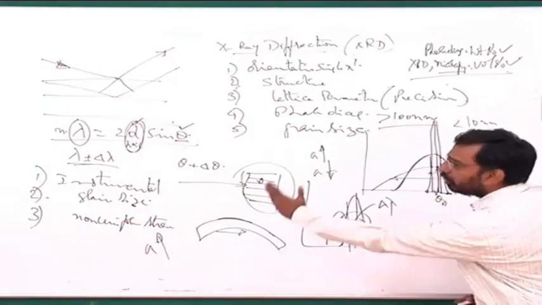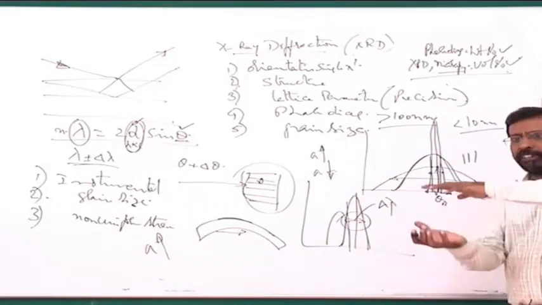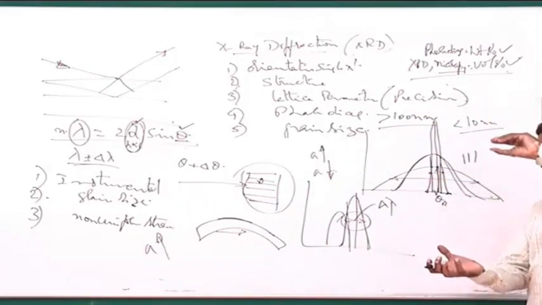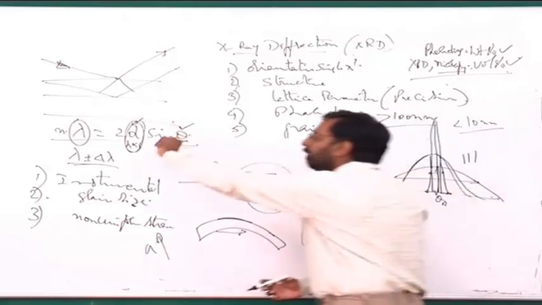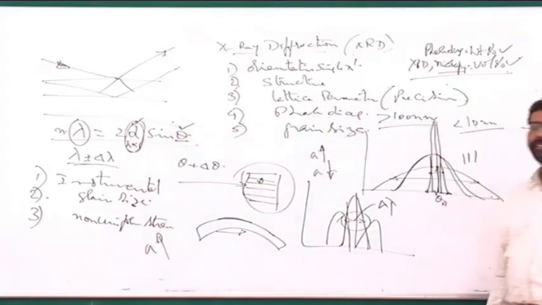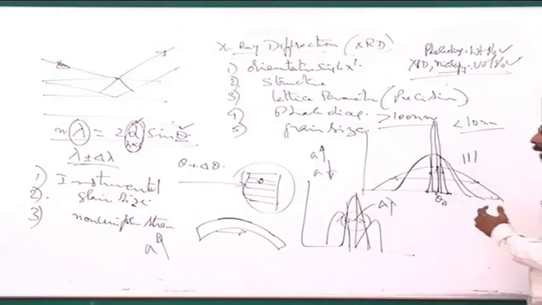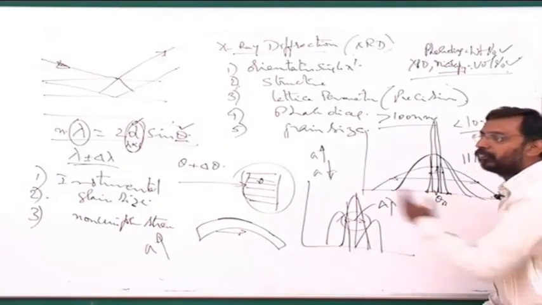The peak simply shifts to a lower angle. If there is a compression where the lattice parameter has decreased, then the d decreases, then the theta increases. So you will see a peak like this. Whenever there is a uniform expansion or uniform compression inside a material, the lattice parameters will either expand or contract, and as a result peaks will shift.